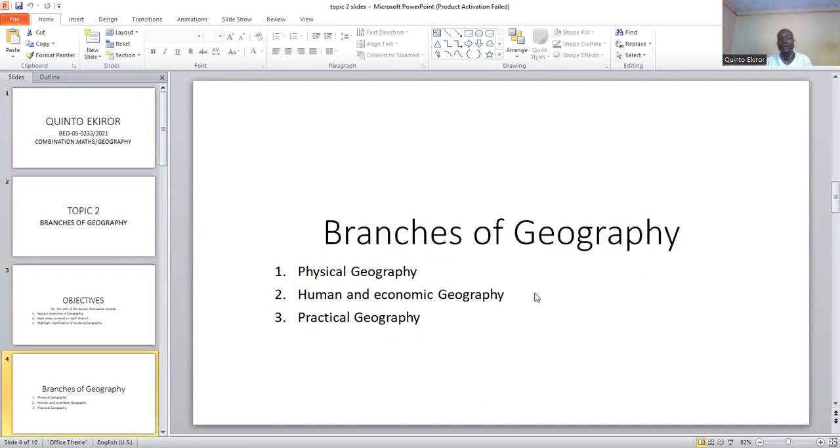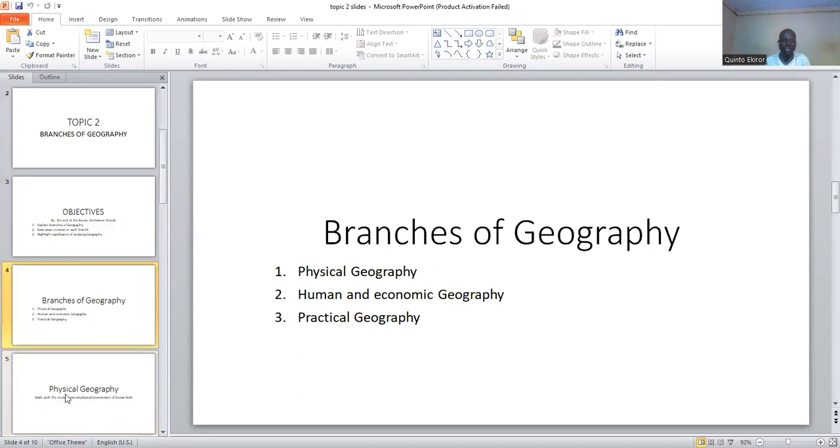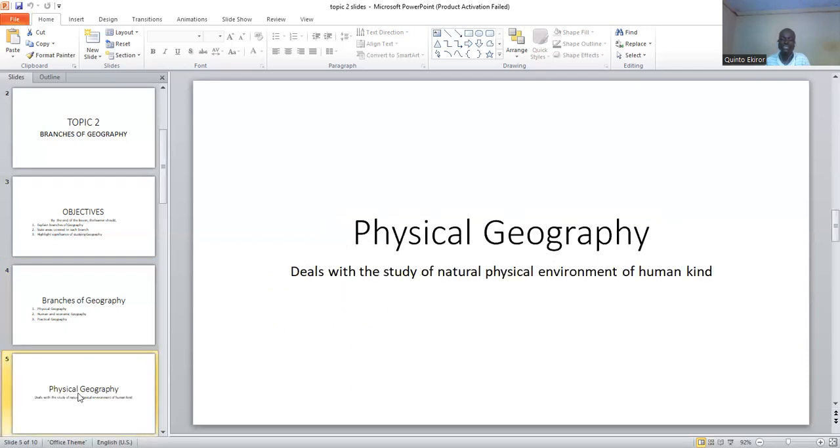Branches of geography are as follows. Number one is physical geography. Number two is human and economic geography. Number three is practical geography. Okay, let's now start with physical geography as a branch.